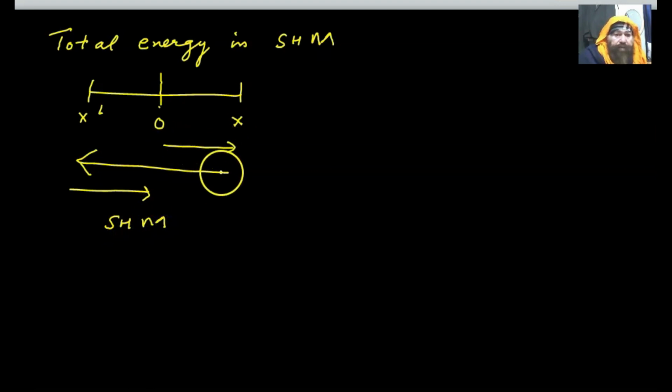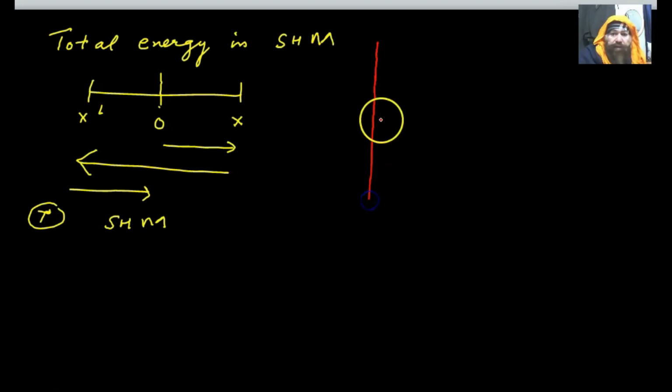This is one oscillation, right? And the time taken to complete one oscillation is called the time period, T. So let me take the case that the line is vertical, over which the particle is executing SHM.